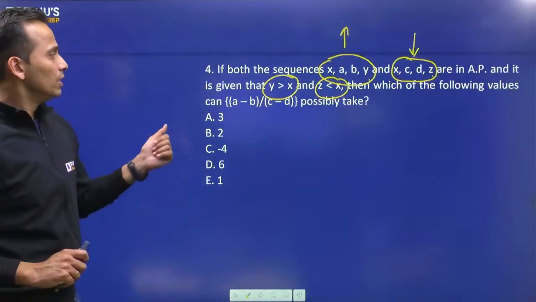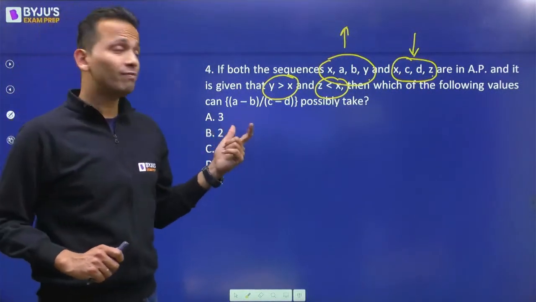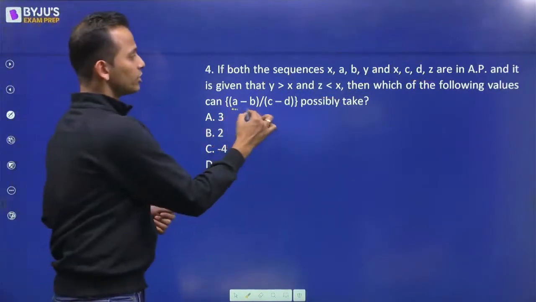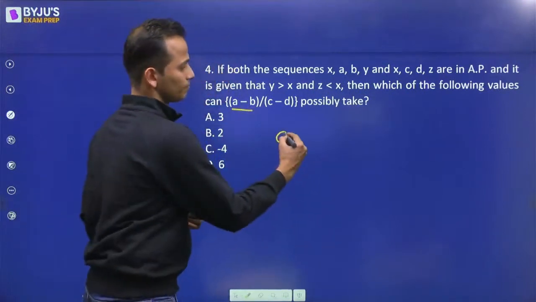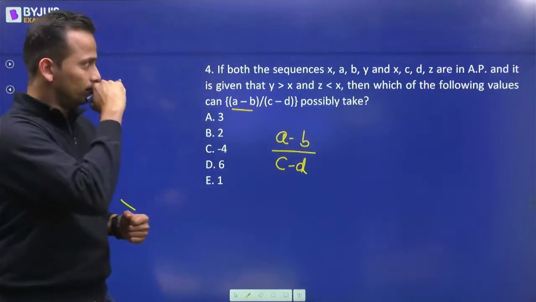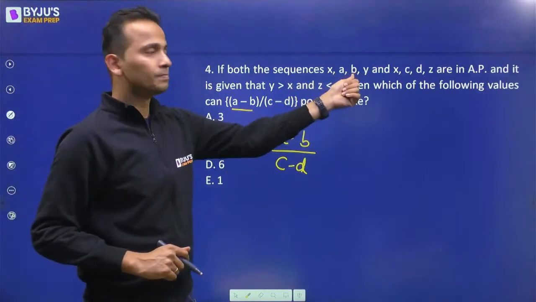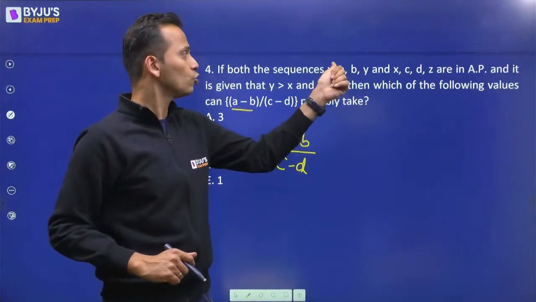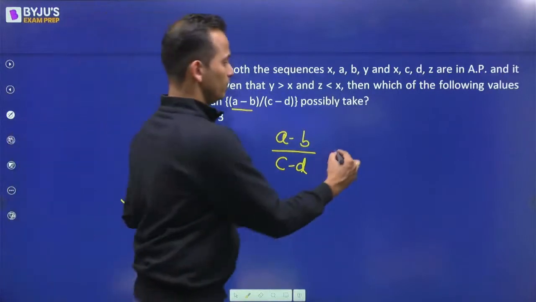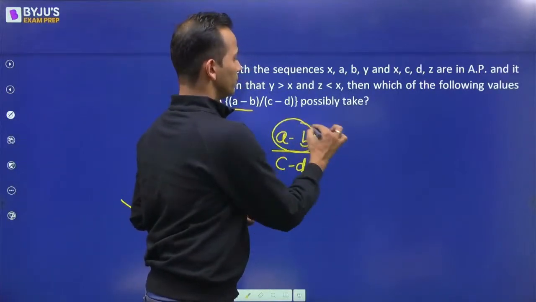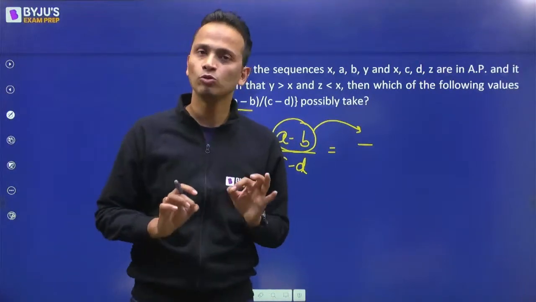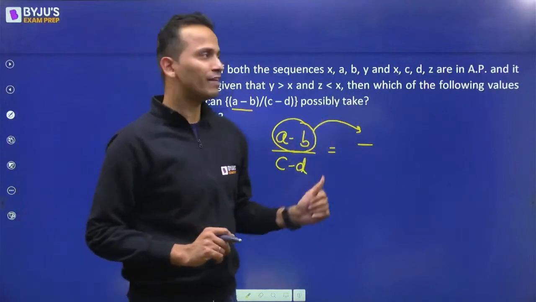All right. Now, which of the following can be a possible value of the given expression? So let's talk about this expression. The numerator is A minus B and the denominator is C minus D. Now A minus B: this is an increasing AP, so A will be less than B. So A minus B will definitely be a negative number. So here the numerator is a negative number. I'm not talking about the magnitude, I'm just talking about the sign. So the numerator is a negative number.